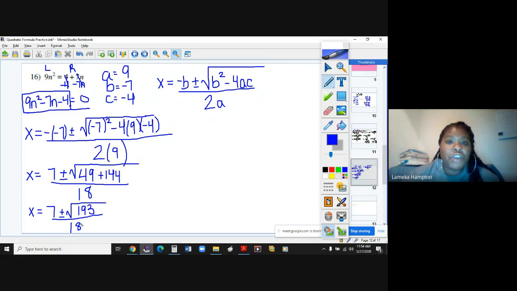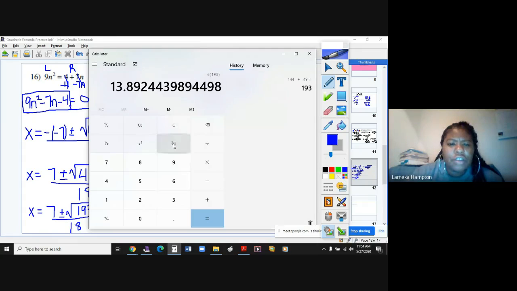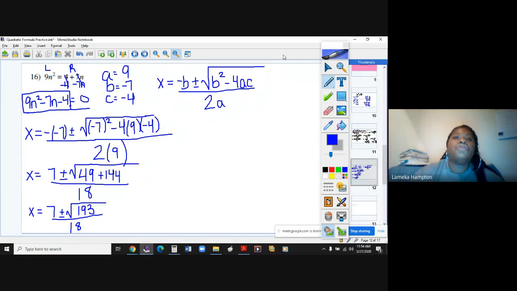Now, 193 is not a perfect square root, meaning there is not a number that I can multiply by itself that would give me 193. If I put in 193, and I'm going to pull my calculator up to prove this, it's going to be 13.8 blah, blah, blah. So you do not want to literally find the square root of a number unless it's a perfect square. Okay. So my final answer, once I do all of that, it is simply going to be 7 plus the square root of 193 over 18.